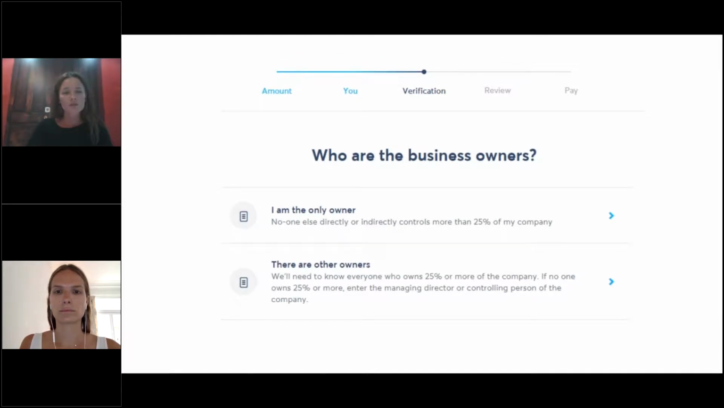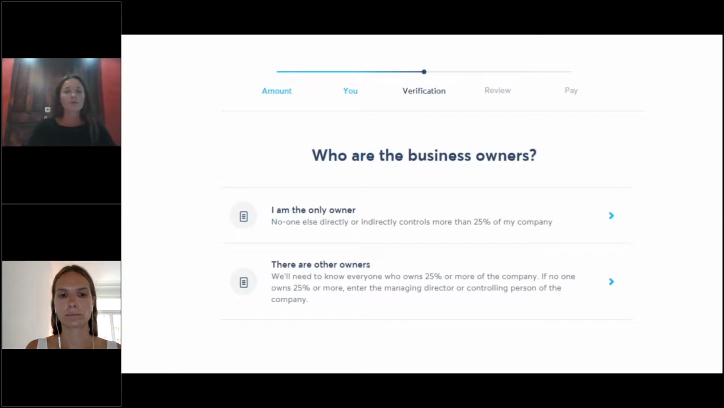Next up, we also need to know the business owners. So you have two options here. If you're the only owner, then it's really easy. You already have your personal details. But if your business is owned by other people that own more than 25% of your company, then we also need to know their personal information.